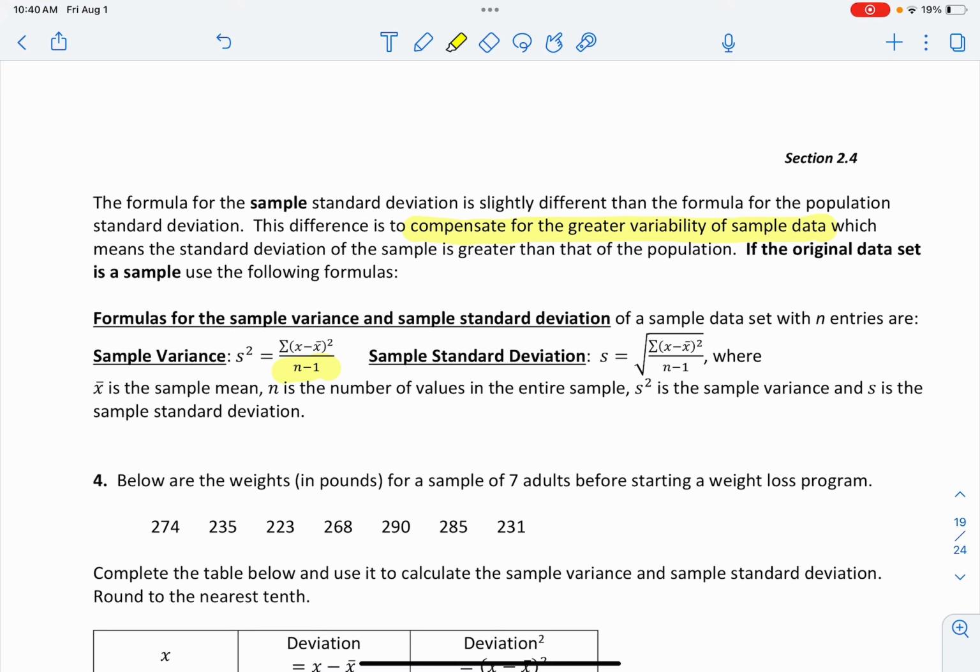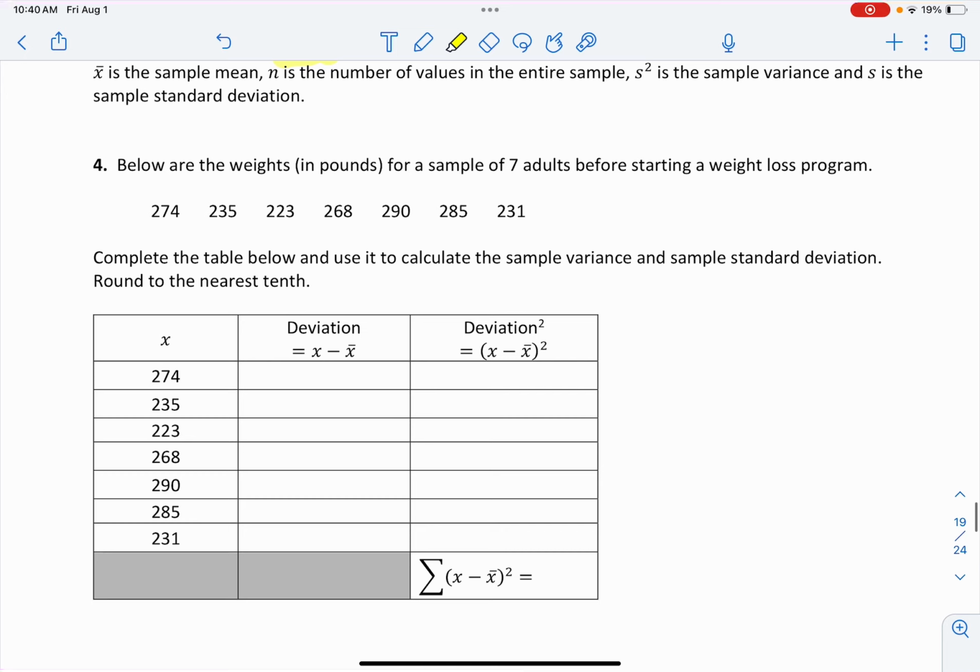Okay, so let's try another one. The calculation's pretty much the same, we just have to account for that sample adjustment. Here we have weights of 7 adults. So back to the drawing board. First thing we need is the mean, and I think we found this mean in the last section, but I'll just write it here. If you add those up and divide by 7, you get 258. Now we're going to take each of these values and subtract 258.